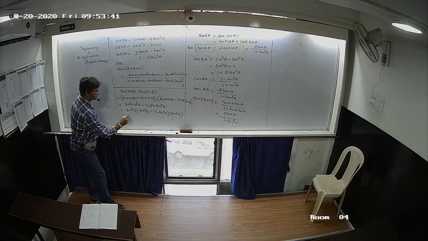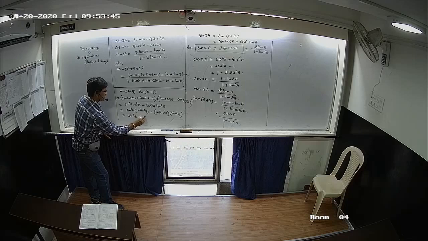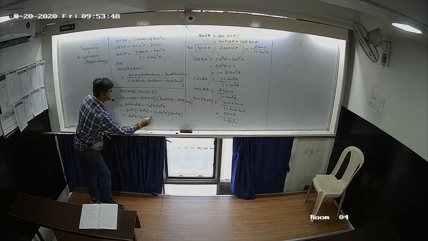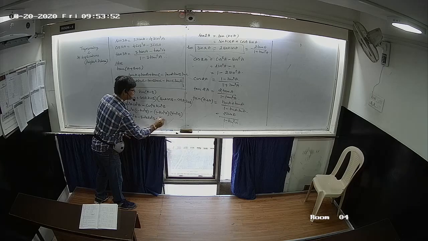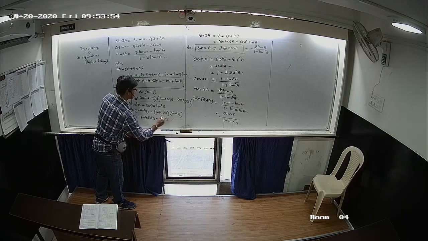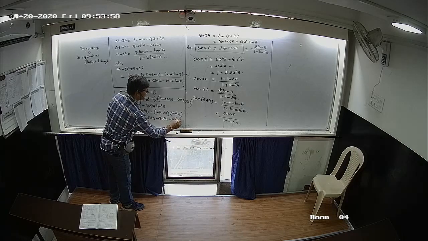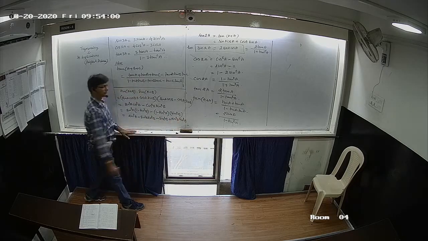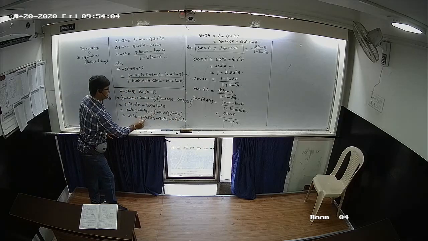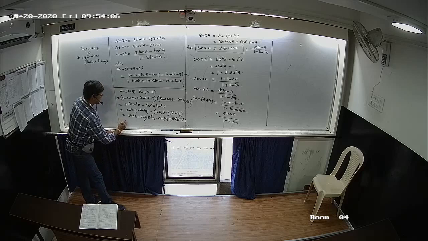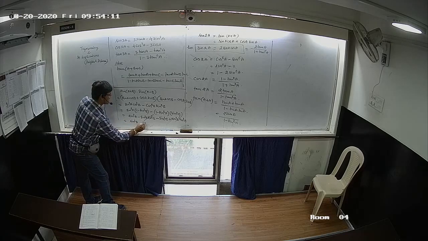Simplify further, you get sine square a minus sine square a sine square b, minus sine square b, plus sine square a sine square b. So we find that these two get cancelled, and that is equal to sine square a minus sine square b.